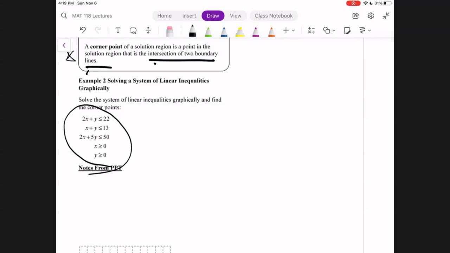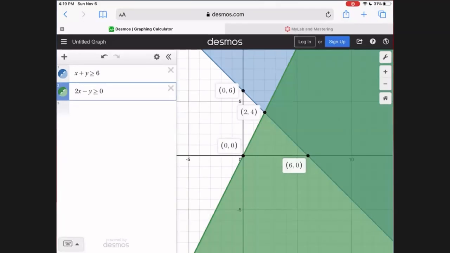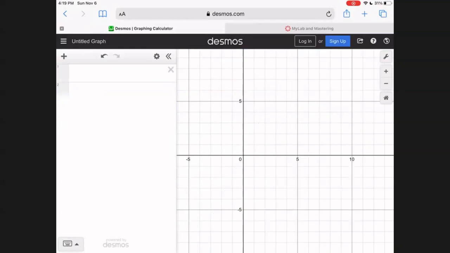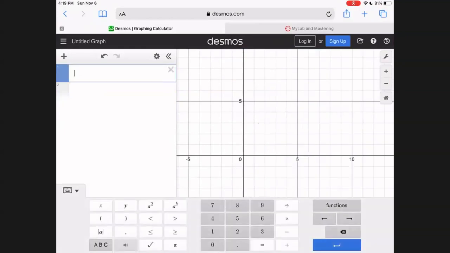And so let me take a picture. Okay. So I'm going to go over to Desmos now, and let's start keying these in. Now what you need to do is enter every inequality in a separate box, okay? If you try to do all of them, separated with commas, it just won't work.